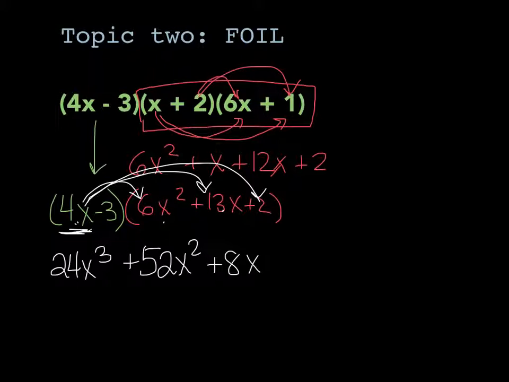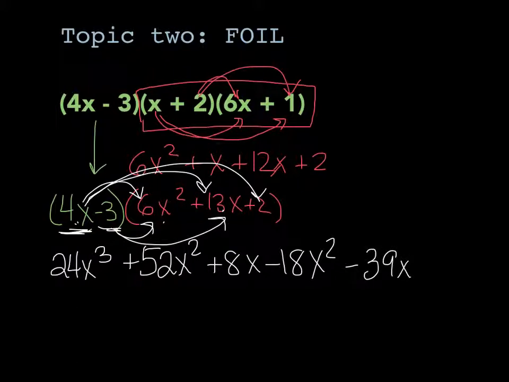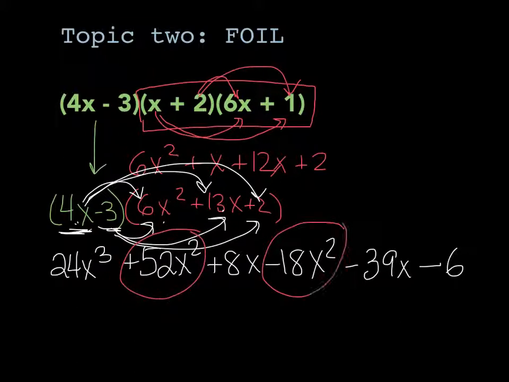And now I'll take my -3 and multiply it with each of these, being very careful of my negative signs. So -3 times 6x squared, -18x squared. -3 times 13x, -39x. -3 times 2 is -6. All right, let's find some like terms. I have a 52x squared and a -18x squared. I also have an 8x and a -39x.